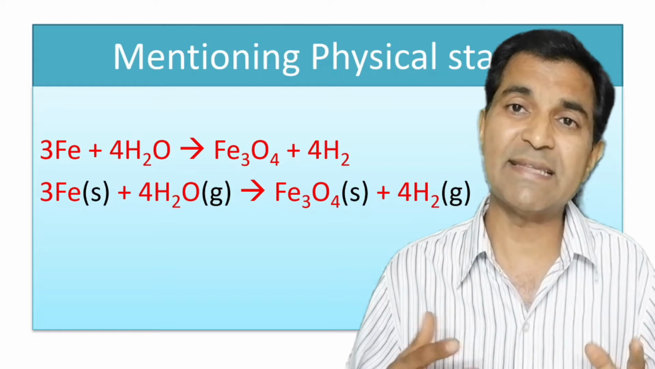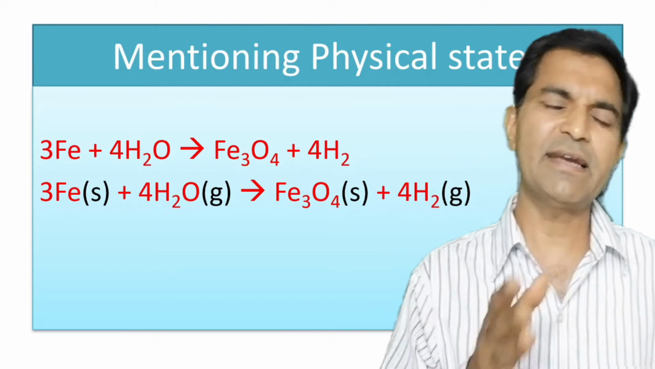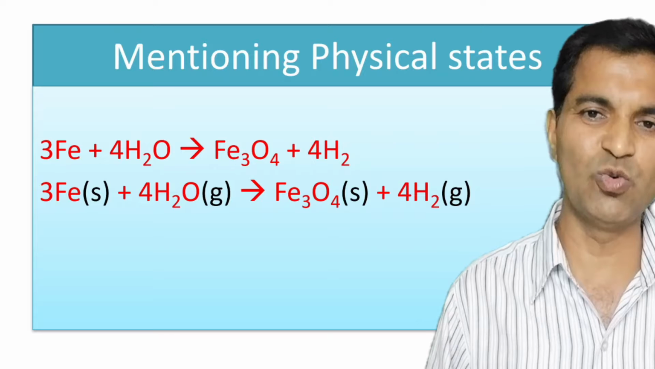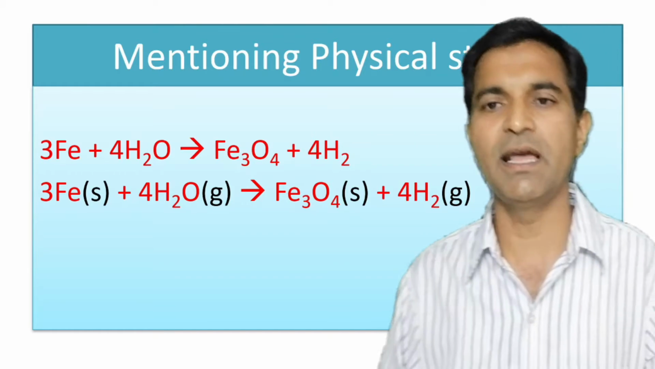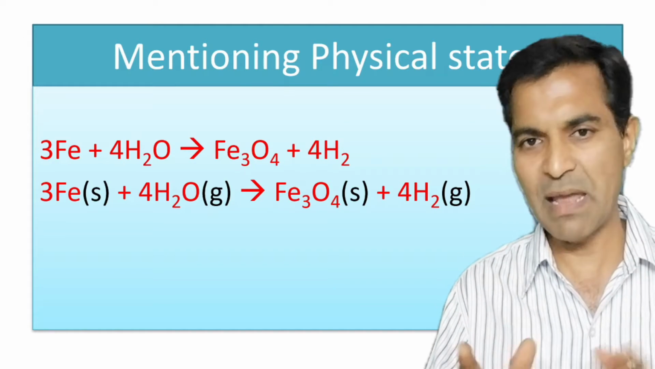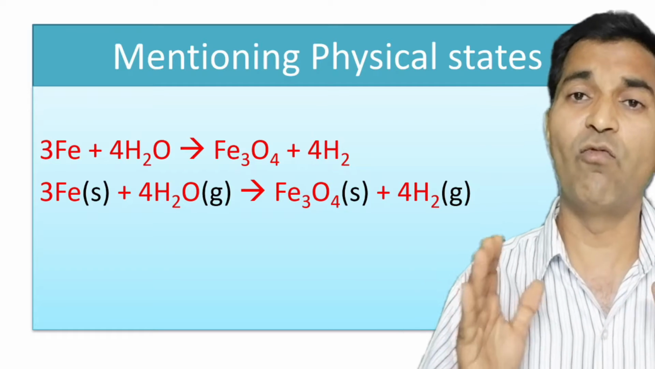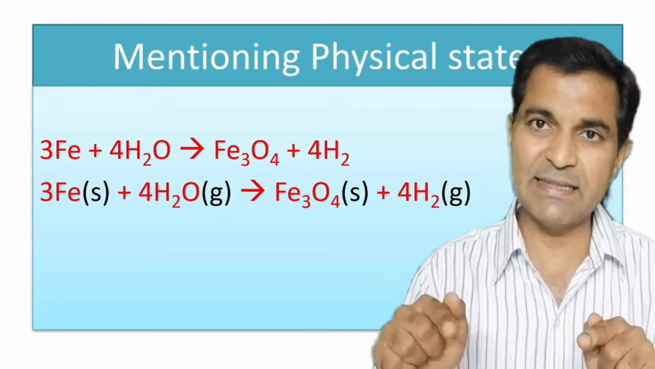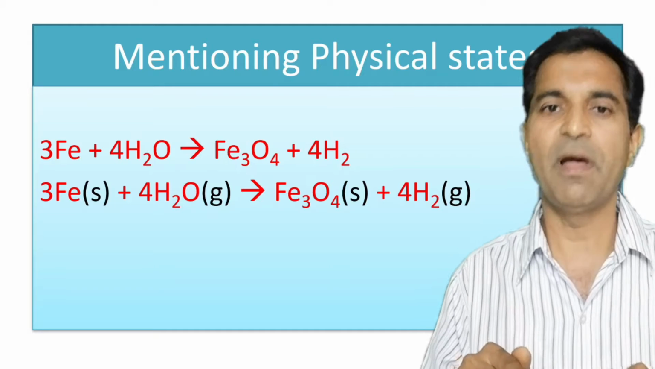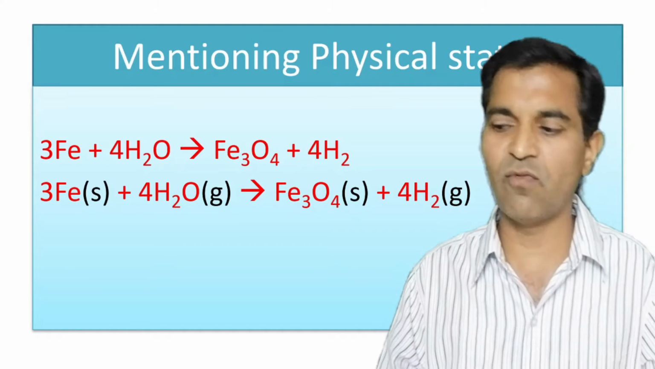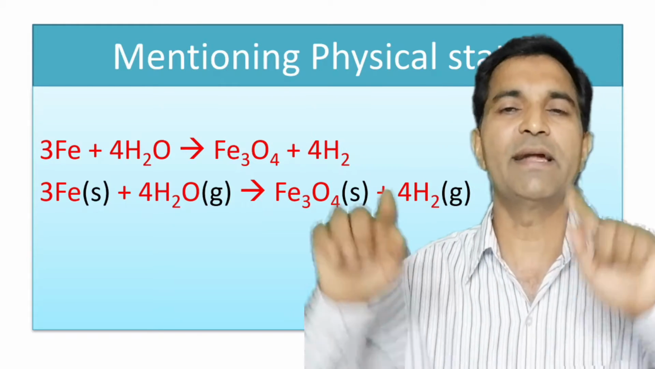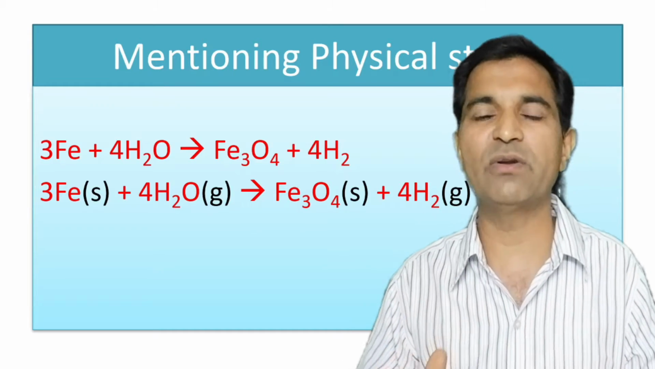Now, how to mention the physical states, meaning solid, liquid, gas? Take the example of this equation. 3 molecules of iron combine with 4 molecules of water, H2O, to give Fe3O4 and 4 molecules of hydrogen gas. This is a balanced equation, no doubt, but we have not mentioned what states are there. So if we mention the physical states, 3 molecules of Fe are solid in nature, and 4 molecules of water are gas in nature. When they combine with each other, they produce Fe3O4, which is solid in nature, and 4 molecules of hydrogen, which is gas in nature.